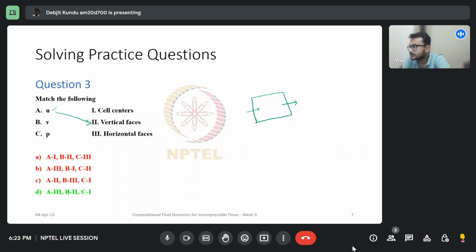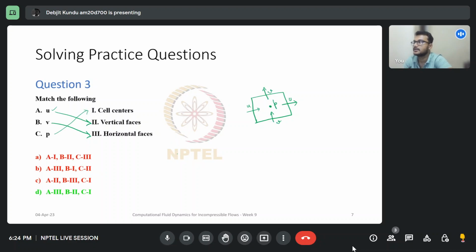Okay, I think the answer given here is wrong. Anyway, we will try to figure out the correct one. So A would be 2, and V, the velocity, is stored in the horizontal faces. So V would be horizontal faces 3, and P would be at the cell centers.